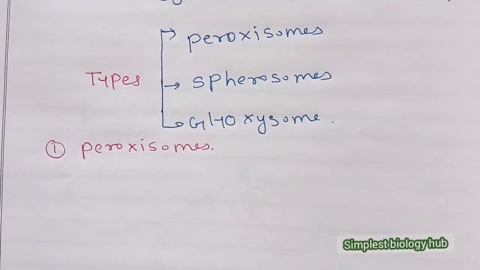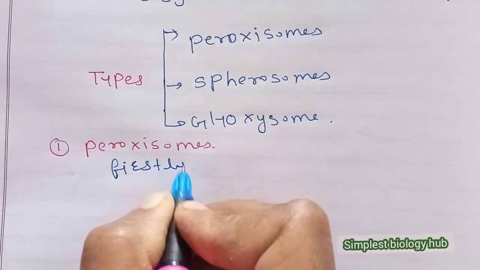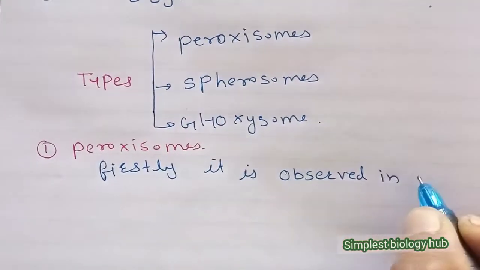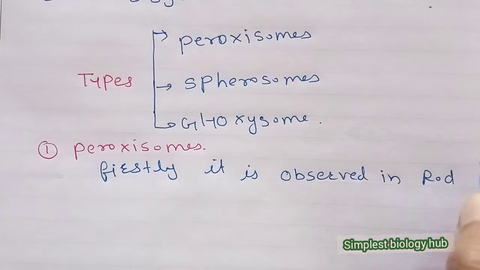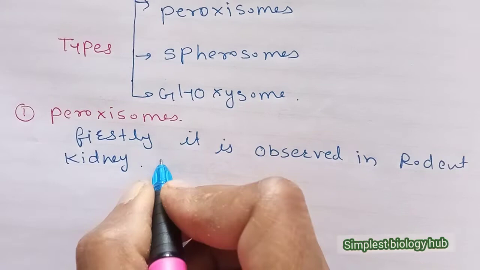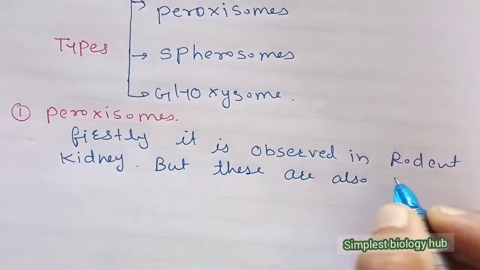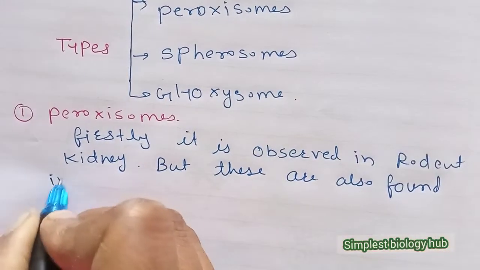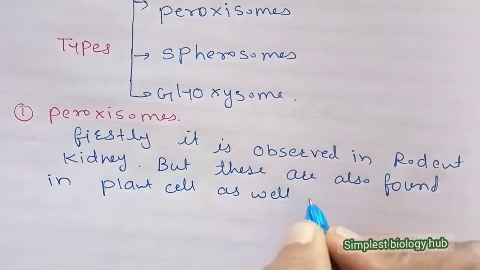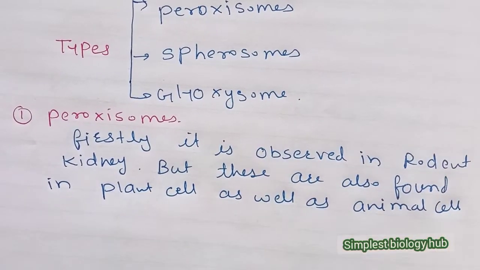All about the peroxisomes. Firstly, it is observed in rodent kidney. Rodent kidney we call the degraded or dead kidney. It is found in the dead body of the organism. But these are also found in plant cells as well as animal cells. They are present in both plant cells as well as animal cells.